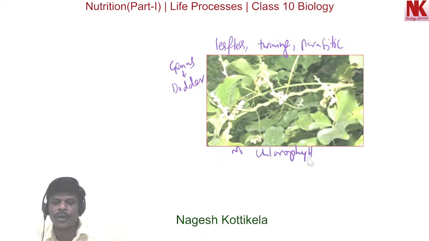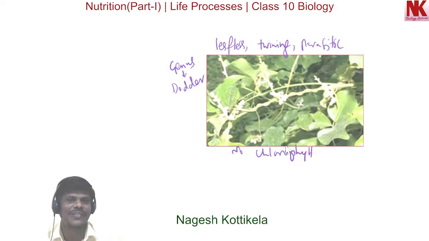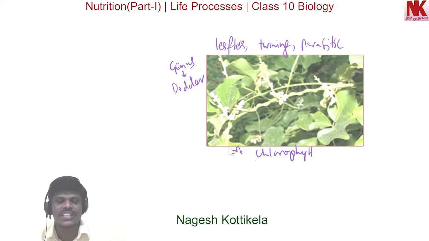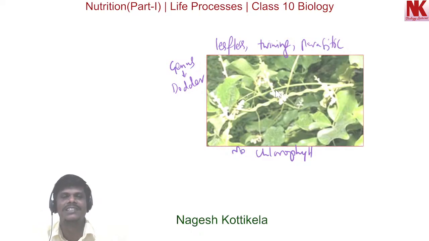You can think about what is the importance of chlorophyll. It plays a very important role during the process of photosynthesis. As in this plant chlorophyll is absent, so it cannot perform photosynthesis. It depends on the host plants for nutrition. So this is the cuscuta plant.